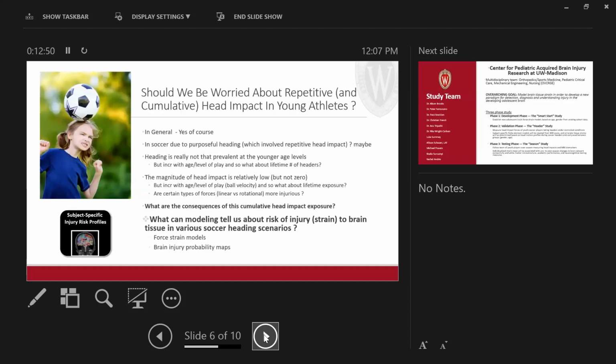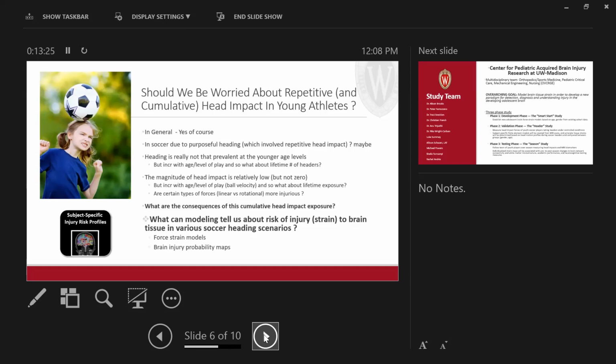But should we be worried about repetitive and cumulative head impact in young athletes? Well, yeah, of course. I believe no head impact is good head impact, right? And particularly for young developing brains. In soccer, due to purposeful heading, which involves repetitive head impact, I don't know, maybe. I think we obviously need more study, which is why we're working in this area. I would argue that heading is really not that prevalent at the younger age levels, but with increasing age and level of play, then obviously the number of headers is going to increase.